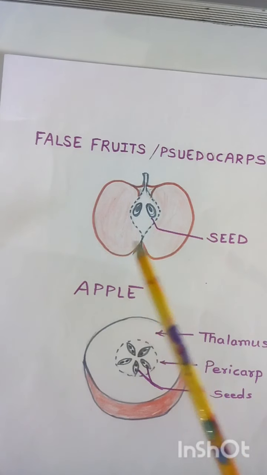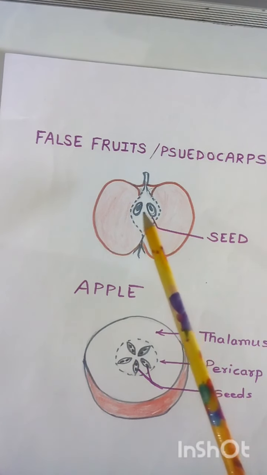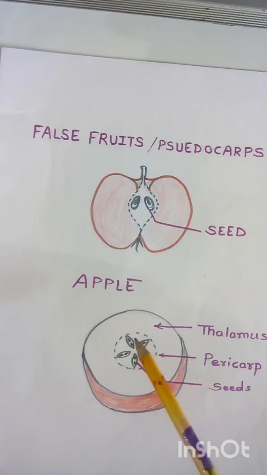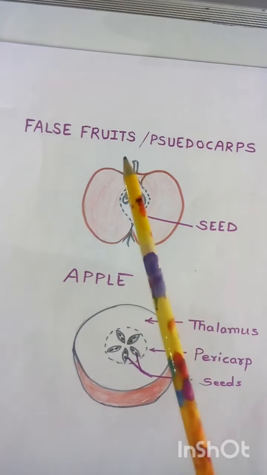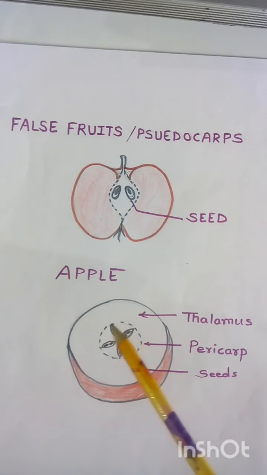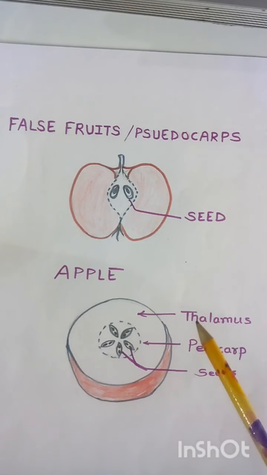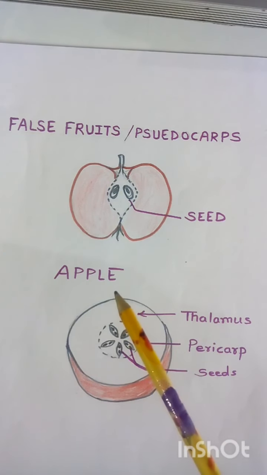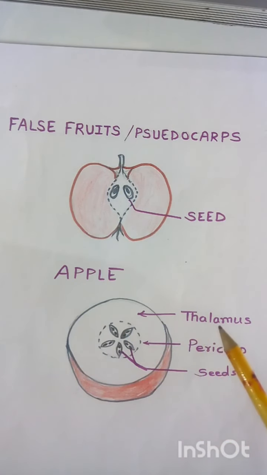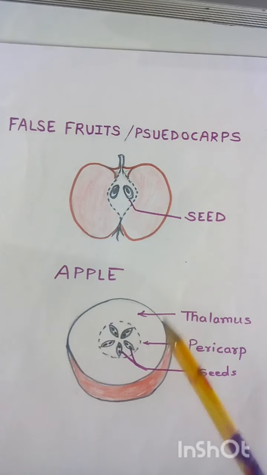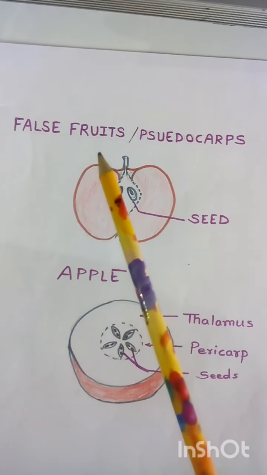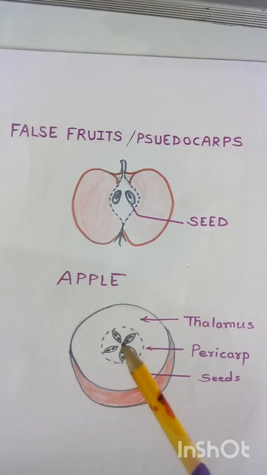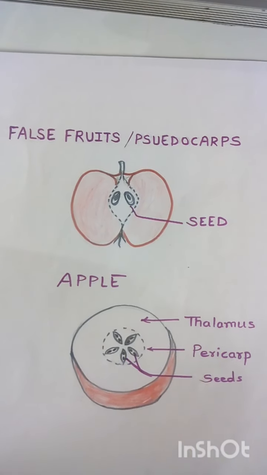This is the fruit in vertical section. These are the seeds. This is the transverse section. These are the seeds. And in this you can see that in addition to the ovary, the thalamus is also involved in the formation of the fruit. Since some other floral part is also involved, these are called false fruits or pseudocarps. So these are the seeds that can be seen in the transverse section.